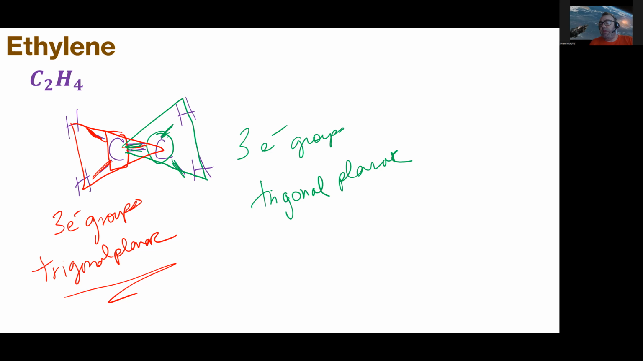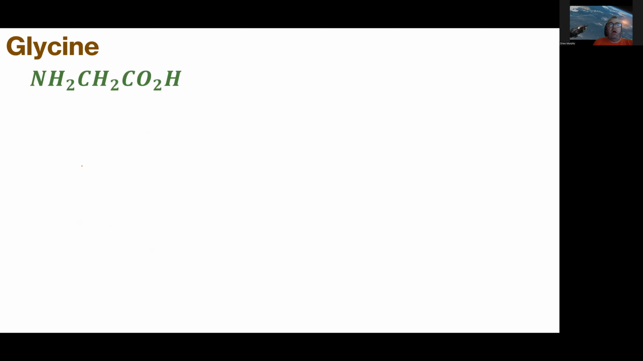Let's look at another example. This is glycine. Glycine is an amino acid. This is also going to show us how we can piece together a Lewis structure that's written in this kind of condensed notation for some complicated organic molecule. Remembering that hydrogens can't be the central atom.